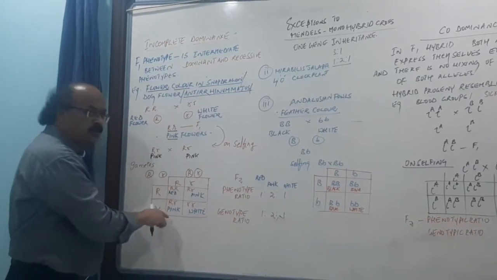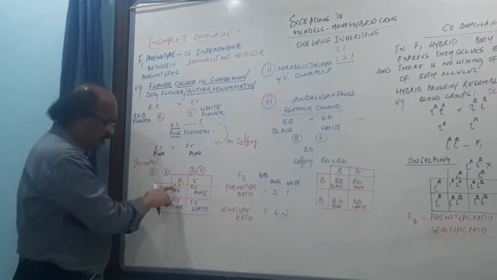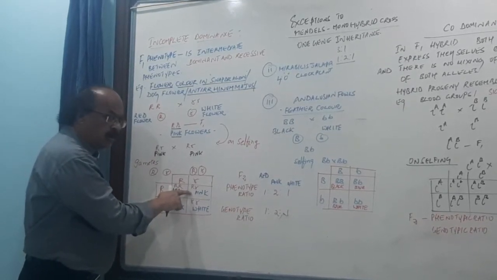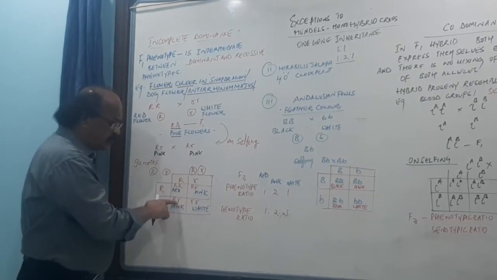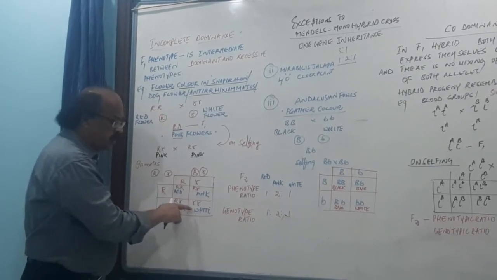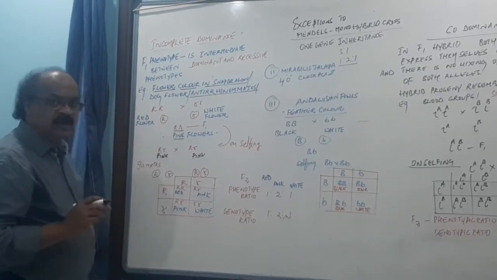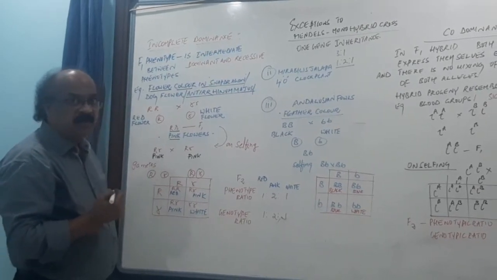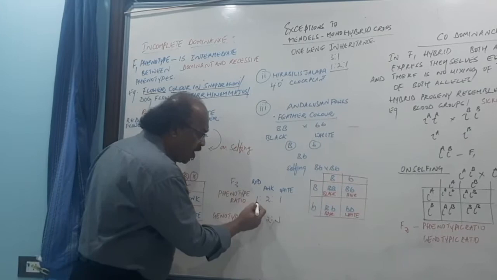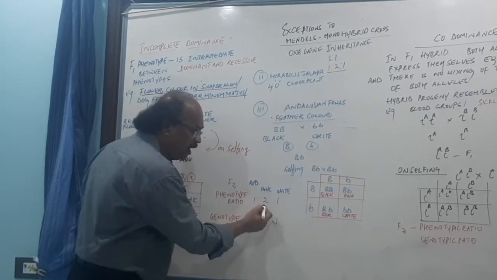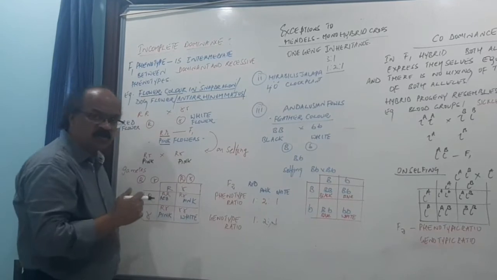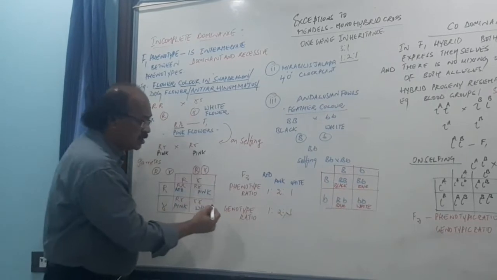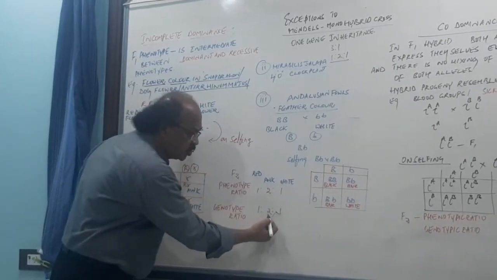And in the F2, you are getting capital R, capital R red flowers. Capital R, small r, pink flowers. Capital R, small r, pink flowers. Small r, small r, white flowers. Here the point is, what is the phenotypic ratio? The phenotypic ratio is 1 red, 2 pink, 1 white flowers, 1:2:1. What is the genotypic ratio? The genotypic ratio is also 1:2:1.